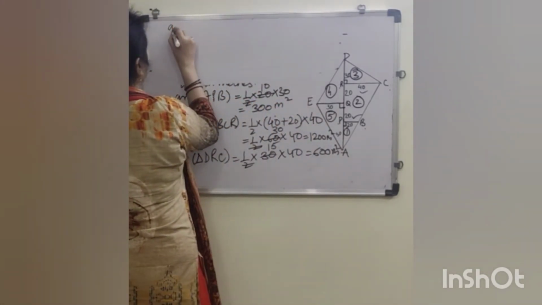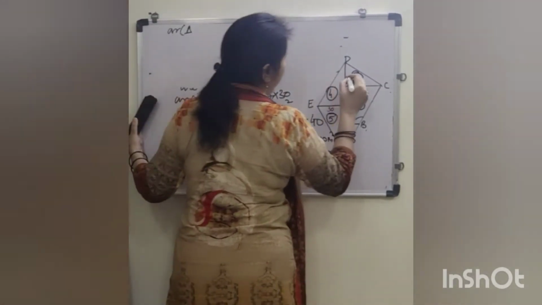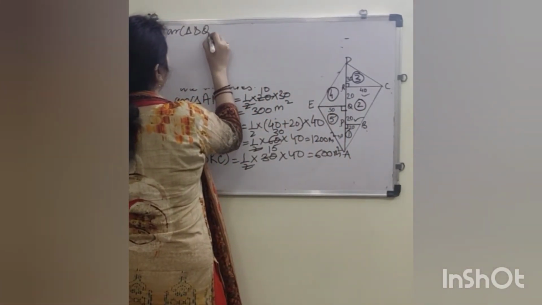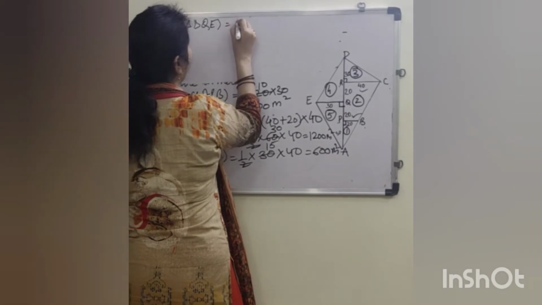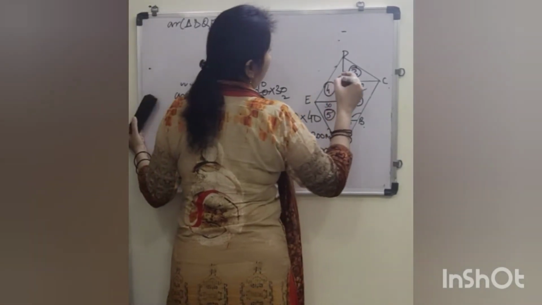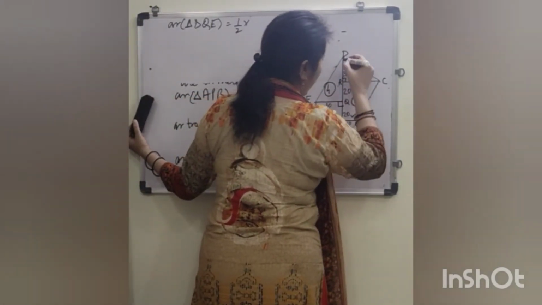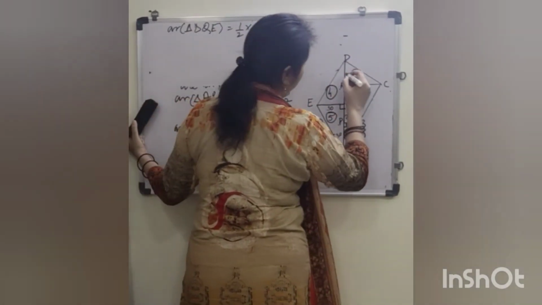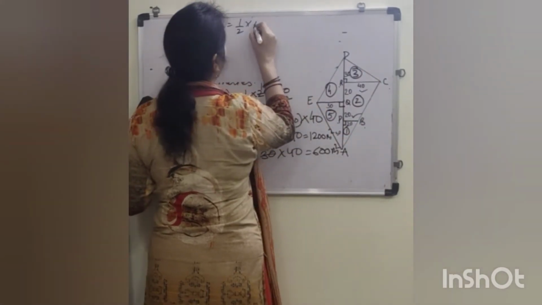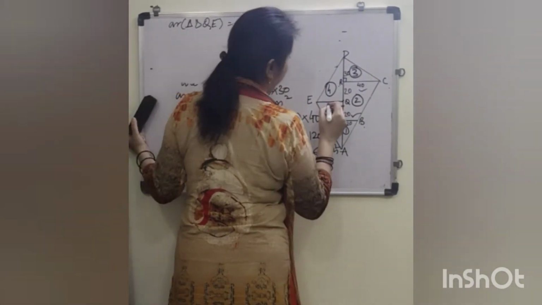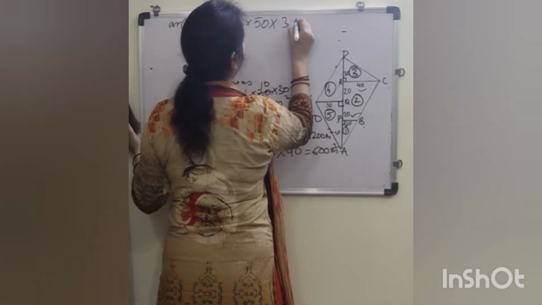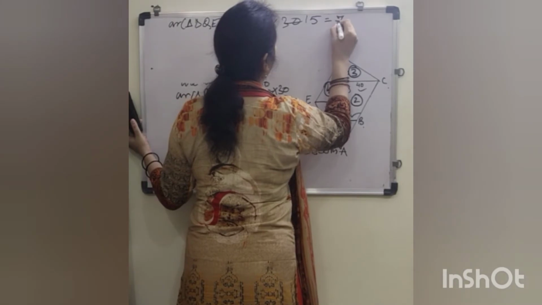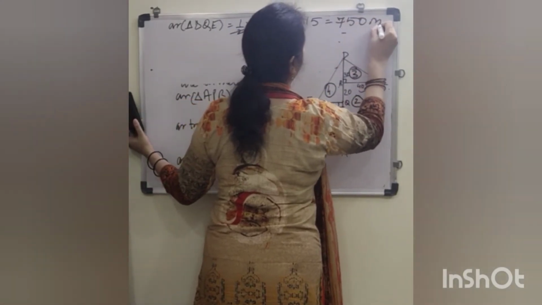Next comes the area of right triangle again, triangle DQE. It is also half into the product of two legs. So the first leg is 30 plus 20, because your DQ is total 50. So 50 multiplied by another leg, 30, half of that is 750 meter square.